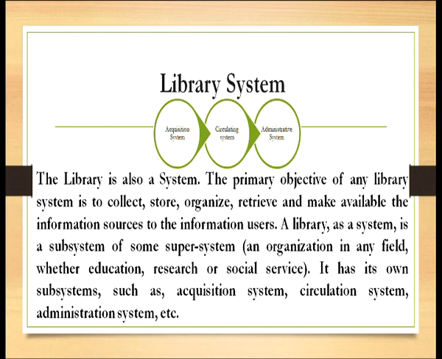the information users. A library as a system is a subsystem of some super system like an organization in any field, whether education, research or social services. It has its own subsystems such as the acquisition system, circulation system, administration system, etc.